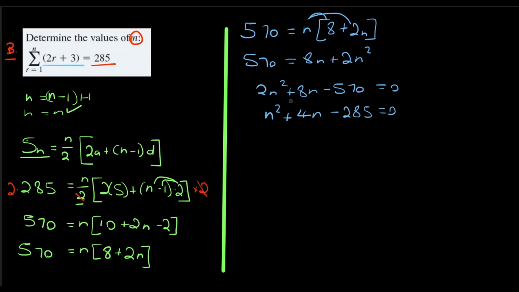So now what we need to do is find the factors of 285, that which we add or subtract will give us positive 4, and that which we multiply will give us negative 285. Either you can use the quadratic formula, or really you can just find the factors. If you go ahead and find the factors, you find that the factors are n plus 19, n minus 15.